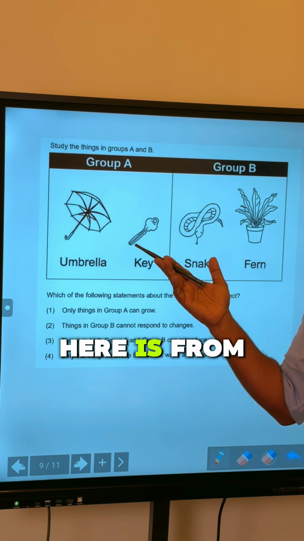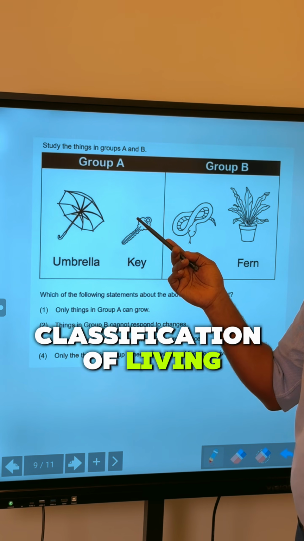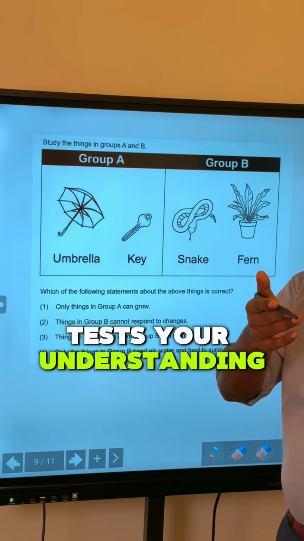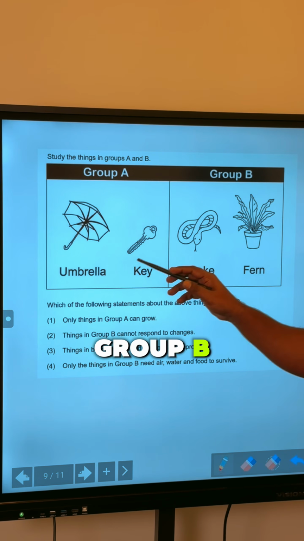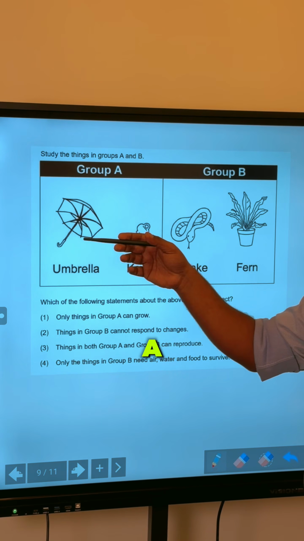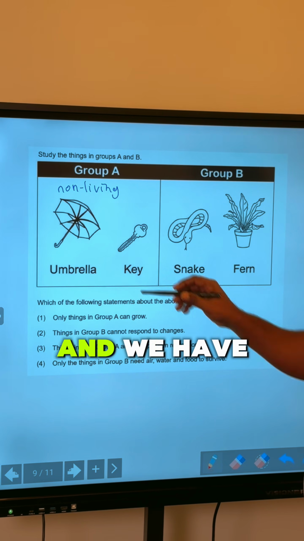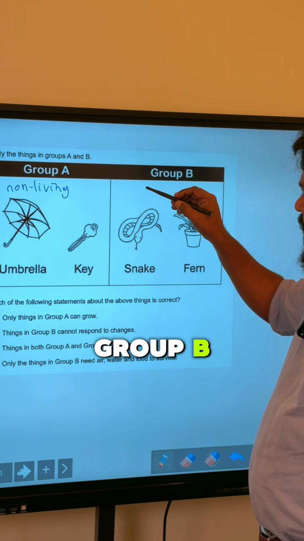This question right here is from the P3 topic, classification of living things. It effectively tests your understanding of the characteristics of living. Let's look at how they are grouped. Group A, Group B. We have an umbrella and a key in Group A. We know these are non-living things. And we have the snake and the fern in Group B. We know they are living.